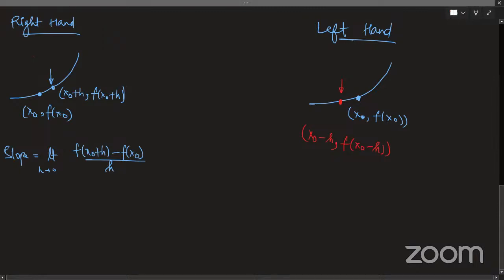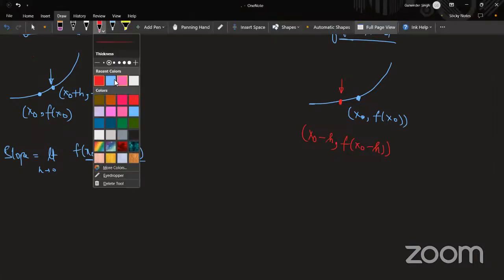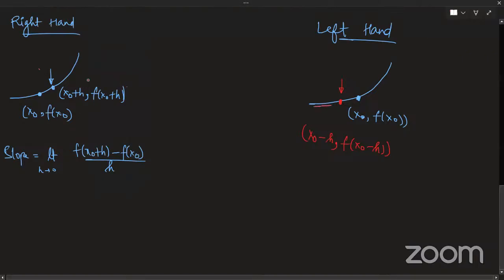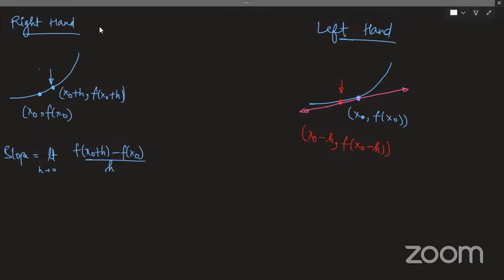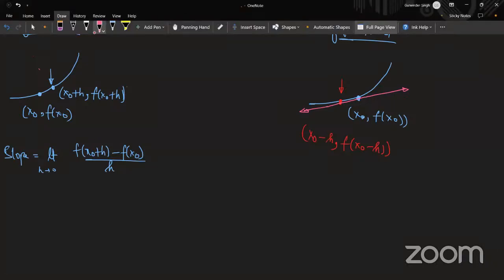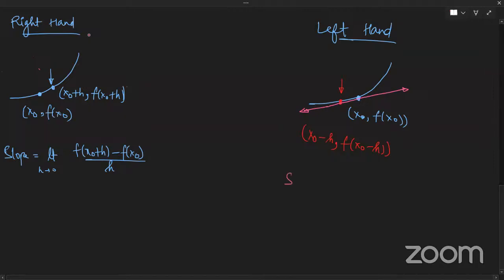Okay. Again, if I assume a line to be passing through both of these points, I can again assume that it is a tangent. So can you again tell me what will be the slope of these two?